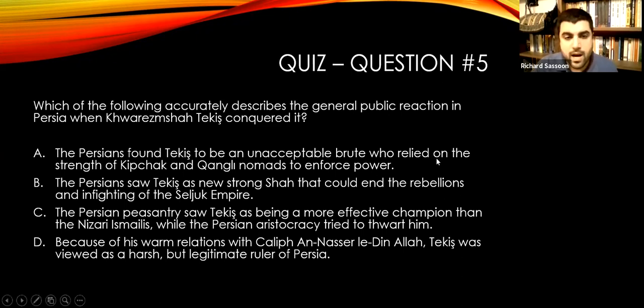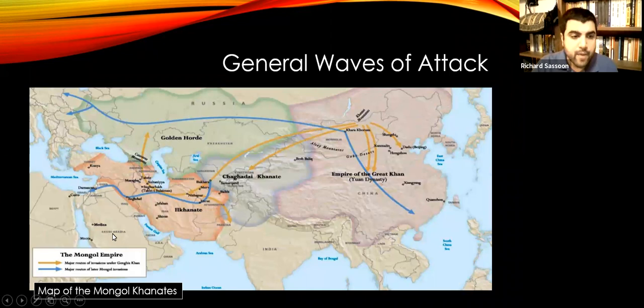Also, there's no clear purpose for him to side with the Nizari Ismailis. In fact, he was generally opposed to them. Okay, so now we're going to move to what we actually are here today for.